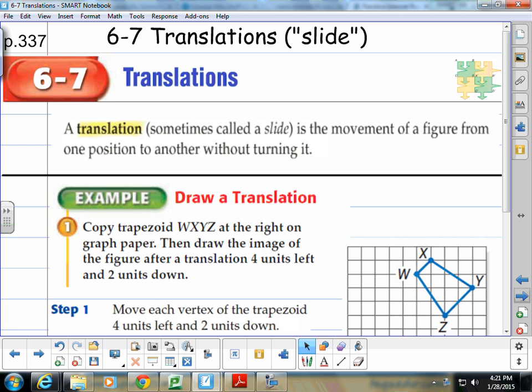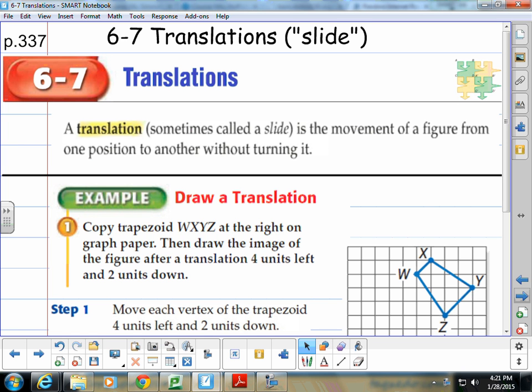So, translations are slides. You think if I'm going to translate, I'm going to slide. Okay? So, translation, something called a slide, is the movement of a figure from one position to another without turning it. So, if you're going to slide through the kitchen on your waxy floors, that's a translation. If you don't pivot, pretty much, you don't turn.